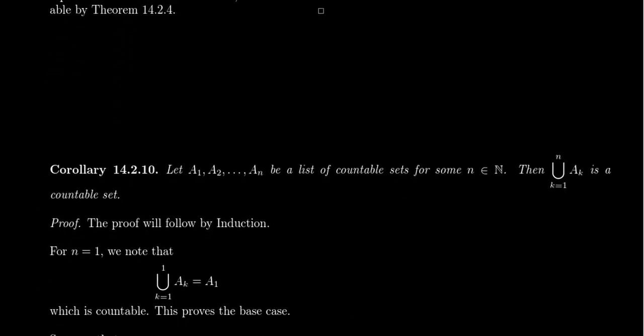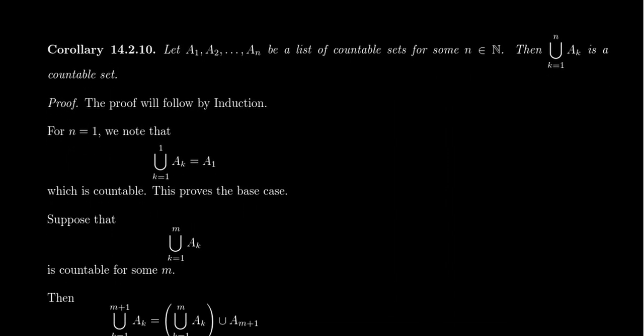Now, if we apply induction here, we can actually show that a finite union of countable sets is likewise countable. This is a corollary to the previous theorem. Suppose A1, A2, up to AN are each countable sets for some natural number N. Then the union, where K ranges from 1 to N of A sub K, is itself a countable set. We can prove this by induction. For induction, we have to do the base case. Suppose N equals 1. Note that if you take the union of K equals 1 to 1 of AK, this is just A1 itself, and A1 is a countable set.